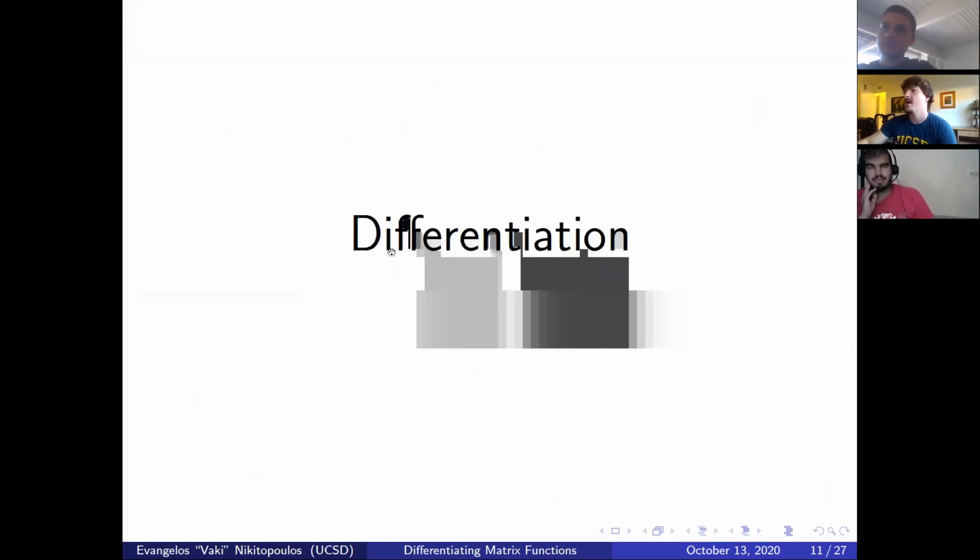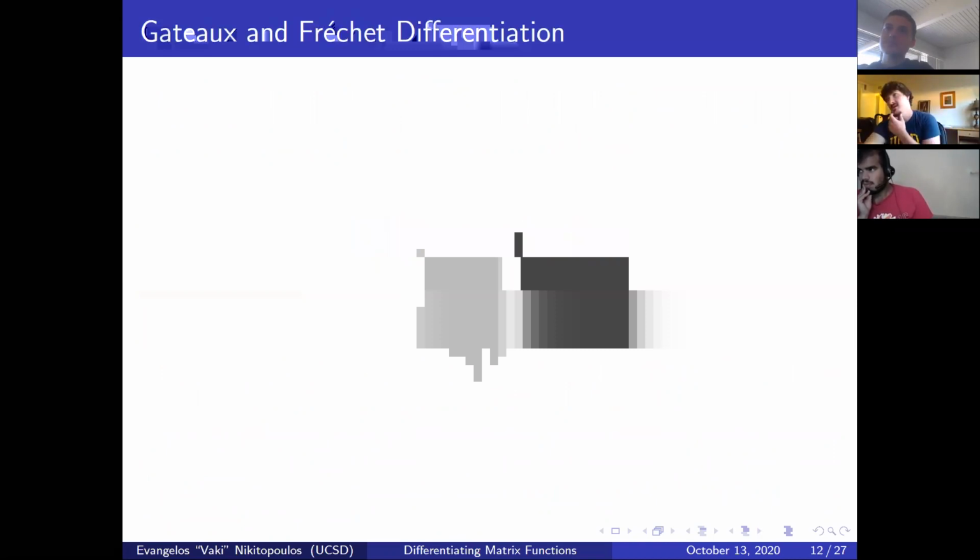Okay, let's talk about differentiation of maps between normed vector spaces. There are two common notions of differentiability: Gateaux, which is a kind of weak version, and Fréchet, which is a stronger version of differentiability. Gateaux is more intuitive.